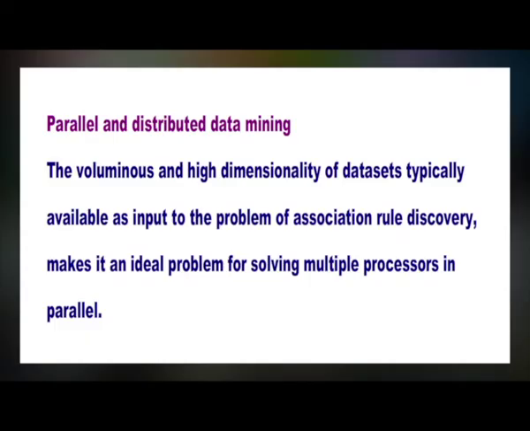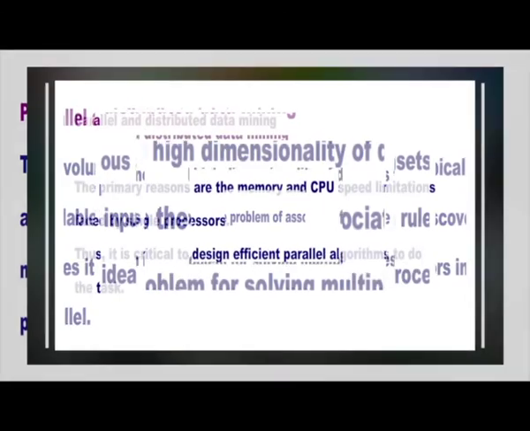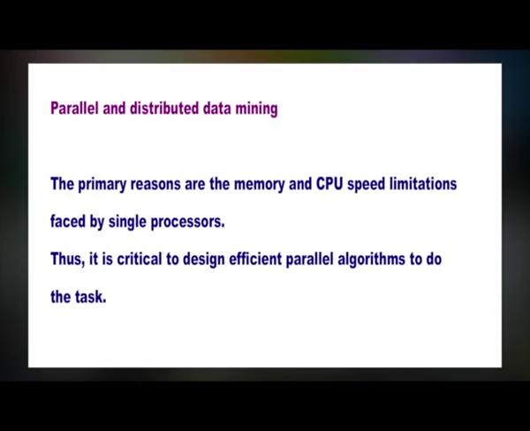Now, let us look at what is parallel and distributed data mining. The voluminous and high dimensionality of data sets typically available as input to the problem of association rule discovery makes it an ideal problem for solving with multiple processes in parallel. The primary reasons are the memory and the CPU speed limitations which are faced by a single processor. Since there are limitations in the single processor, we are trying parallel processing, as it is critical to design efficient parallel algorithms to do this task.